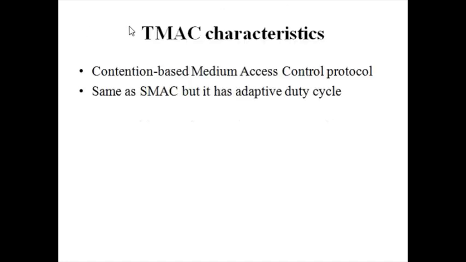So TMAC, that is timeout MAC, doesn't solve the additional issues in SMAC, but rather it optimizes delay with a more sleep-wake pattern. TMAC is a contention-based medium access control protocol. It is the same as SMAC, but it has an adaptive duty cycle. It adaptively sets the length of the active portion of the frames, and it tries to reduce the time interval where communication doesn't take place. So instead of keeping the transceiver on, it switches off the transceiver.